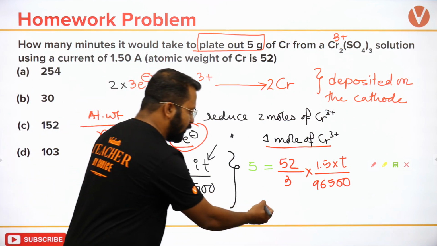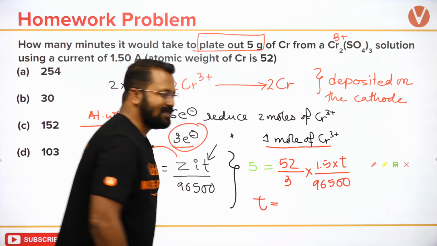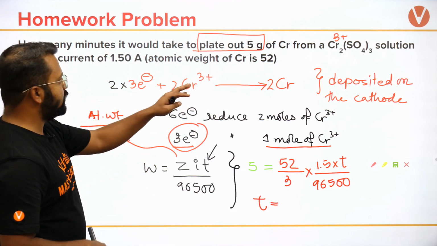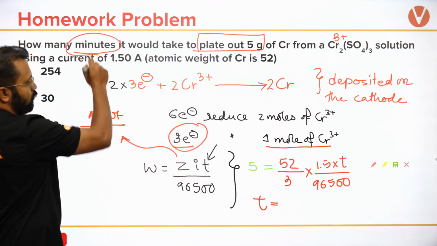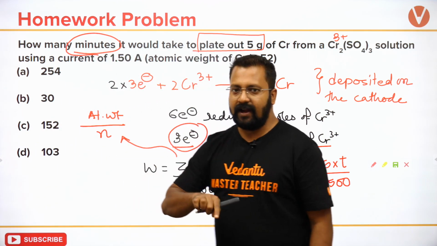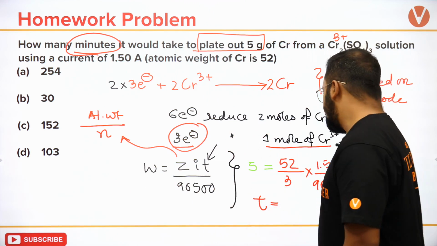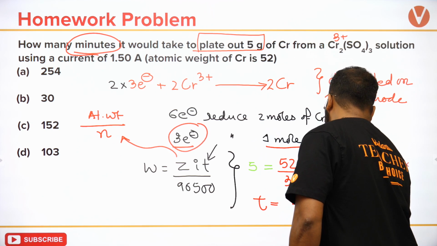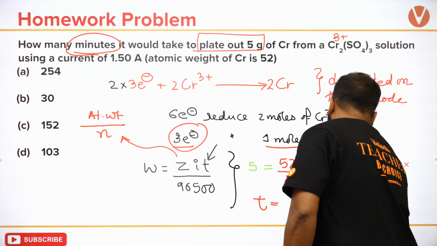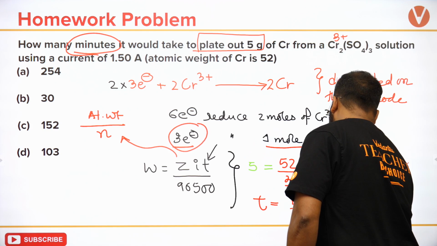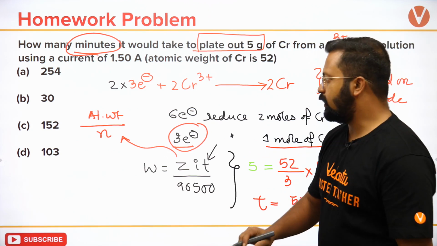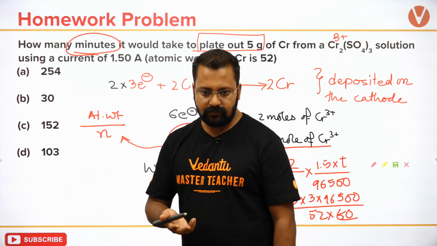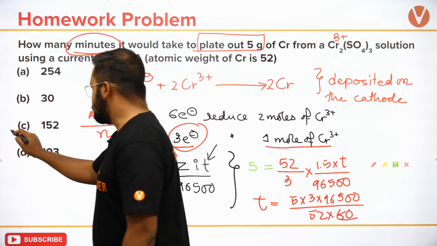If I calculate this time, I will get this time in seconds, but I have to convert that into minutes because the question, I guess, is in terms of minutes. So whatever answer I get, I have to divide it by 60. So this will be 5 times 3 times 96500 upon 52 times 60. The right answer turns out to be C.